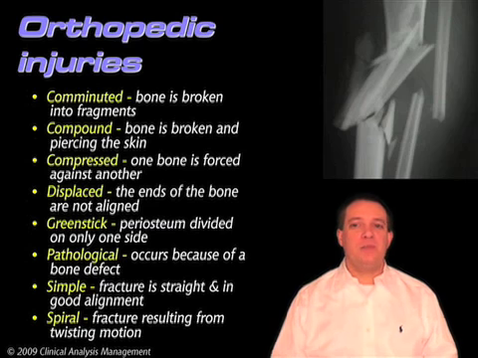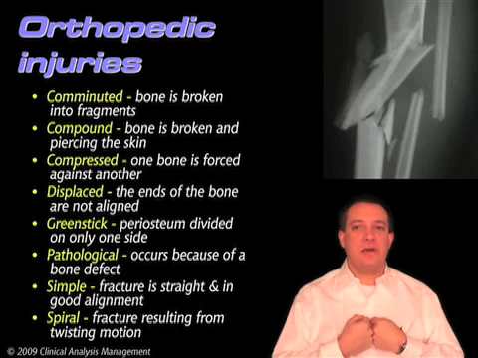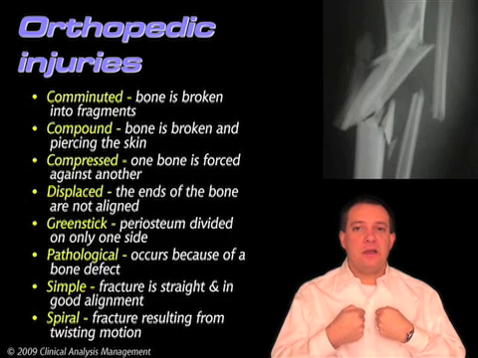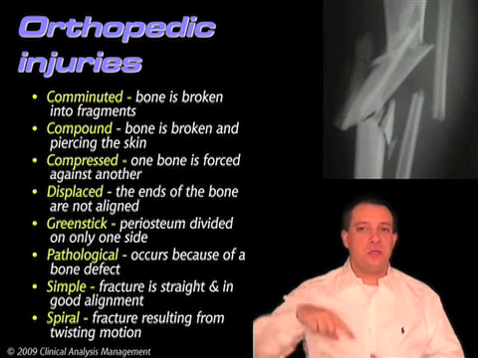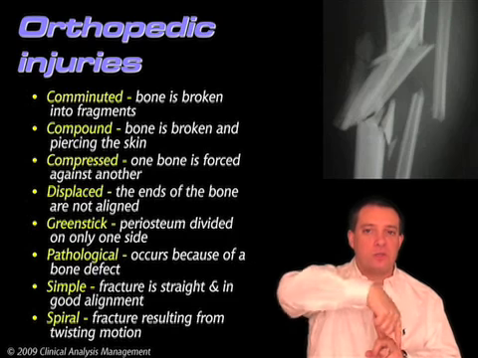A simple fracture is when we just have a straight across break and everything is still aligned, everything's still in perfect position. It's just a clean cut kind of break. And finally, spiral fractures are caused by a twisting motion, so it's like there's a twisting fracture of the bone.